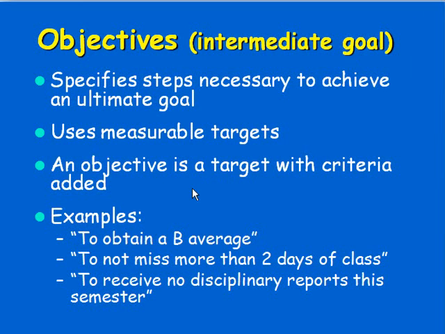Let's go on to examples. Instead of saying do better in school, an objective would be to obtain a B average, or to not miss more than 2 days of class, or to receive no disciplinary reports this semester. So you can see that all these contain a target with a criteria added. For example, the first one, the target is the grade average, and the criteria is a B average.